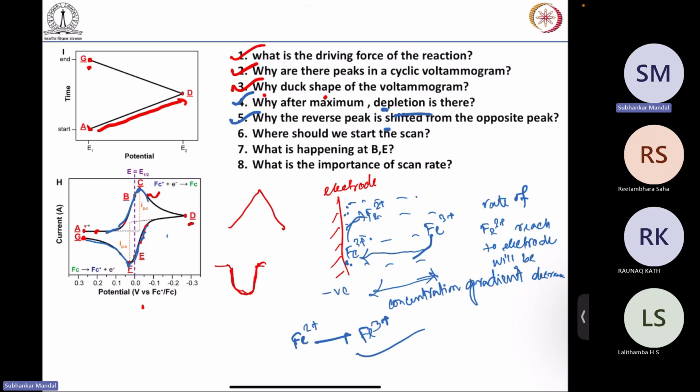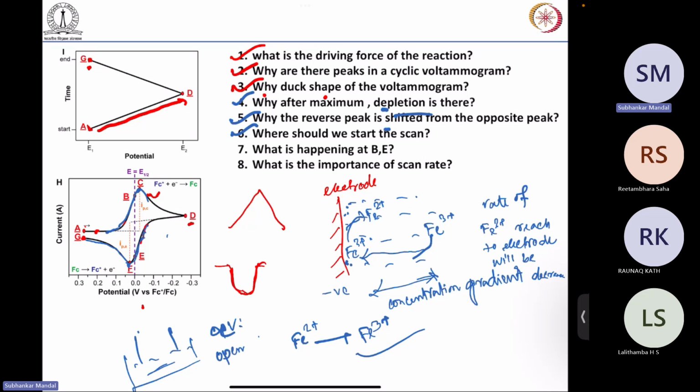Okay, so where should we start the scan? This is a very important question, that when you are doing the experiment, where should we start. Basically when we put the 3 electrodes in your electrolyte solution, that is called the equilibrium potential. So you should start from the equilibrium state. That is, when you dip your electrode in the electrolyte solution without applying any potential, whatever potential it gives is called OCV.